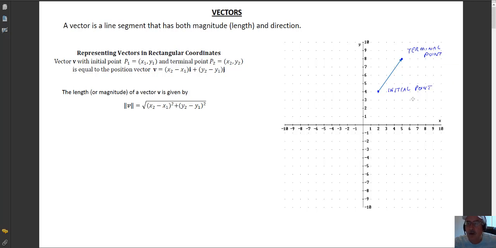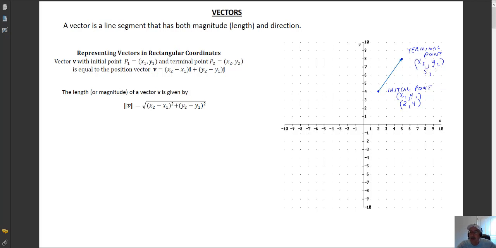All right, so we'll call the initial point (x1, y1). I think everyone can see this is the ordered pair, so I'm just going to put in (2, 4). And the terminal point is (5, 8), which I'll call (x2, y2). That's how you always want to label these. The initial point is where you begin, (x1, y1). The terminal point is where you end, (x2, y2).